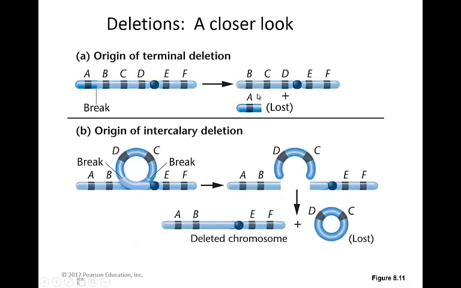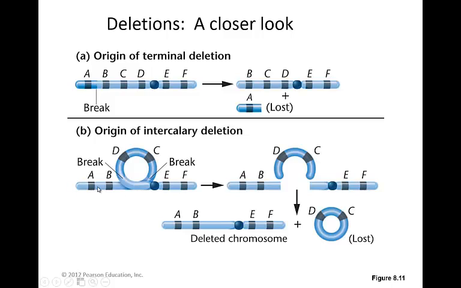Let's look a little bit closer at a few of these examples. In terms of deletions, there's two main ways that you're going to be able to get a deletion. The first is if you have a break somewhere, and that little section that got broken off is just lost. The second is if you have these little twists that can form.